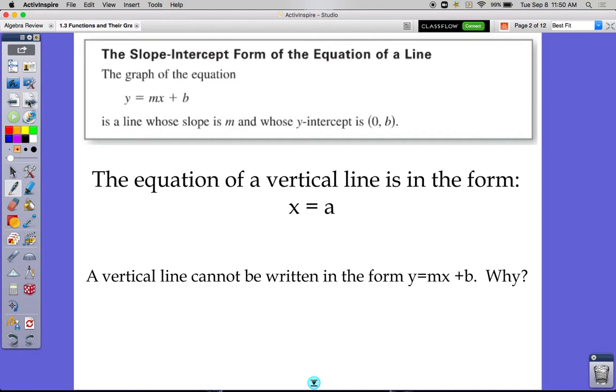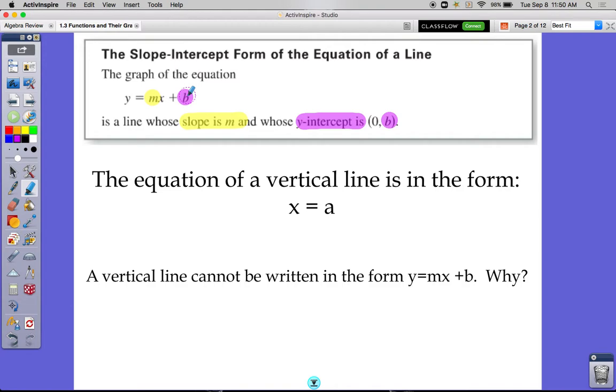Now, the graph of the equation y equals mx plus b, as it says, is a line whose slope is m. So the slope of the line is m, and in the equation, there it is, there's m. And the y-intercept is (0, b). The y-intercept is (0, b). You will see b in the equation, but you don't see the 0, comma.